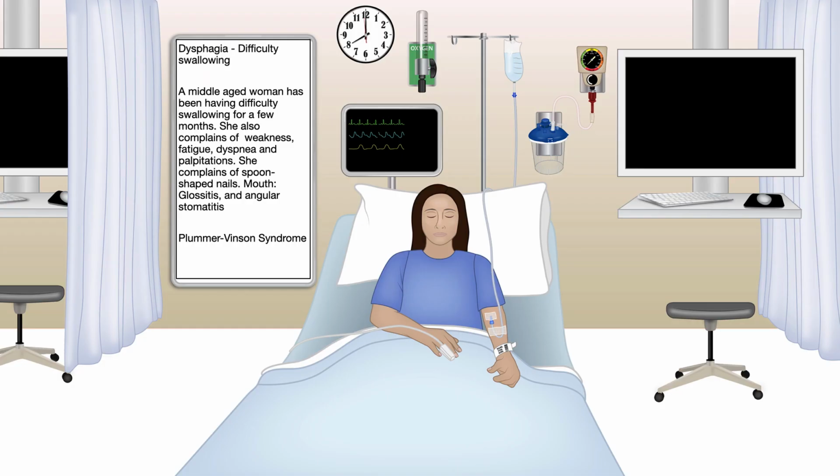So let us learn a little more about this problem by reviewing the story of this woman who has developed esophageal web in the post-cricoid area, or post-cricoid esophageal web. She is in her 50s and she has been having difficulty swallowing for a few months. And in addition to difficulty swallowing solids, she doesn't have any other problems.